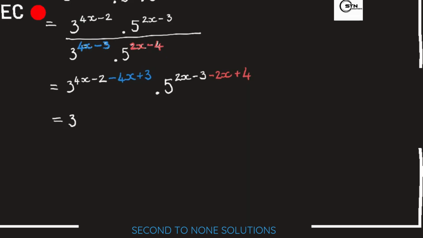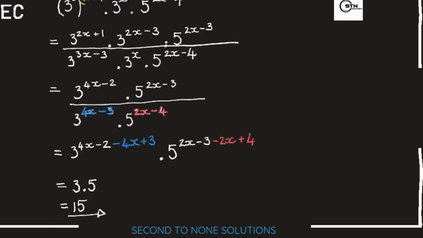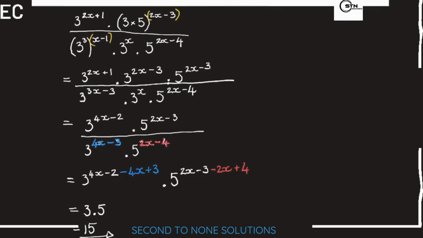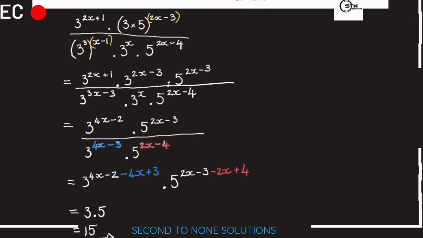But just so you know, that's what's going on. Then I've got 5 to the power of 2x and I'm subtracting 2x from it, so that gives me nothing. And then 5 to the power of negative 3 plus 4, that's going to give me 5 to the power of 1. And of course, we know that 3 times 5 is 15. Once again, there is more than one way to do this question, so you just really choose the method that works best for you.